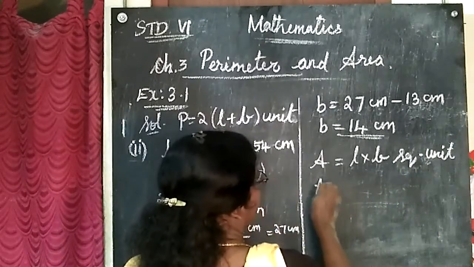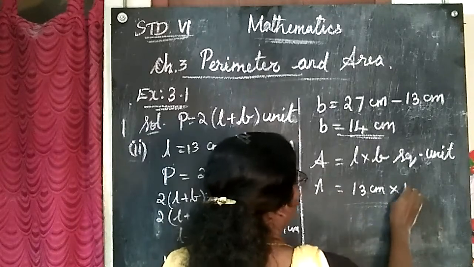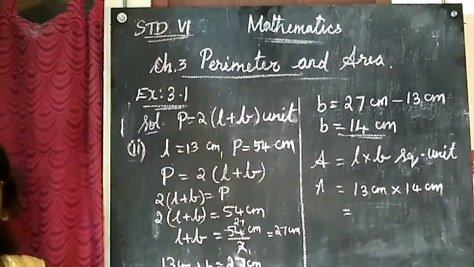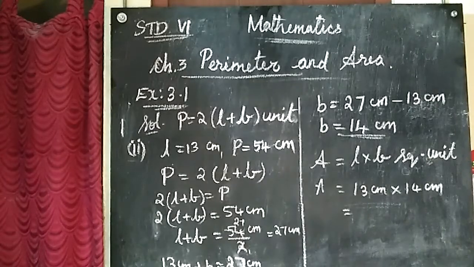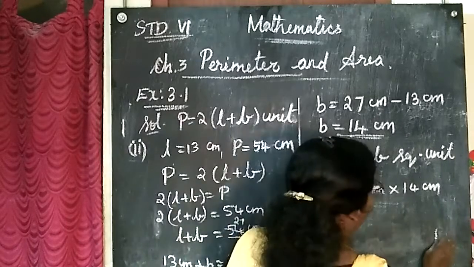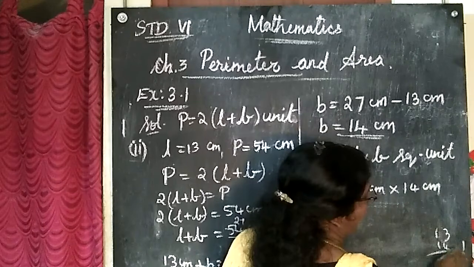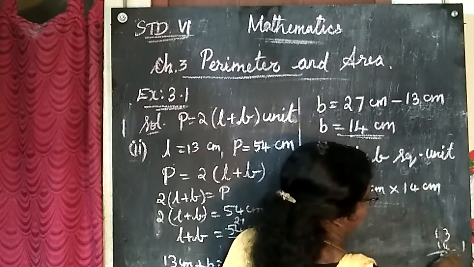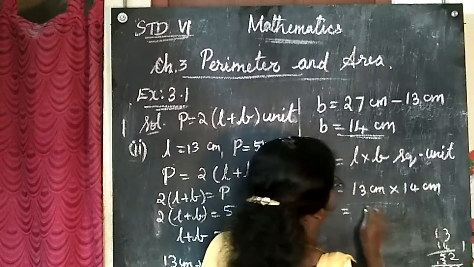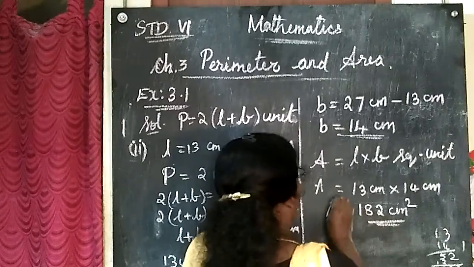Okay. So A is equal to, what is L? 13 centimeter. What is B? 14 centimeter. Can anybody multiply? Multiply and see what it's coming. I'll multiply and show here. 4 3s are 12, 1 4 is 4, 4 plus 1, 5, 1 3, 1. So 2, 8, 1, 182 centimeter square area.